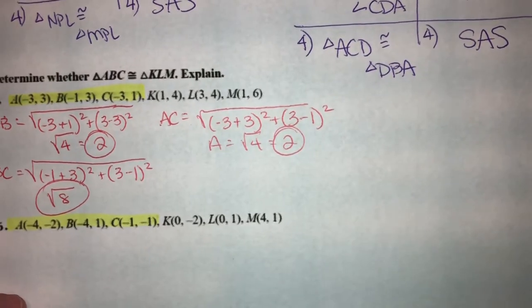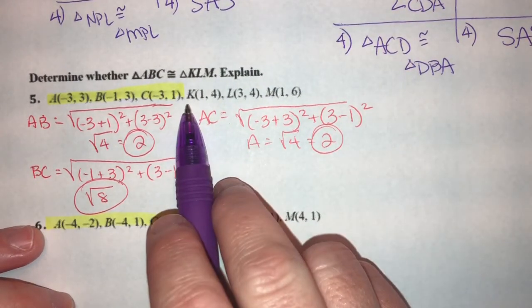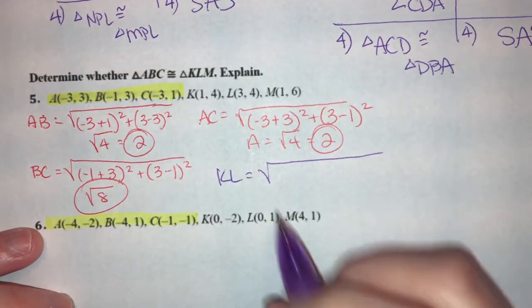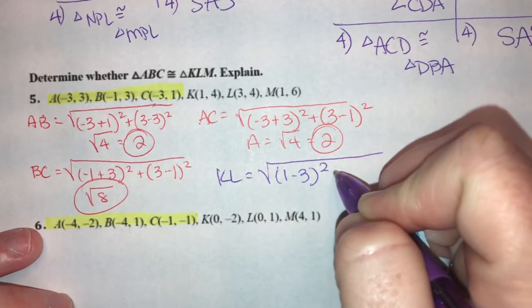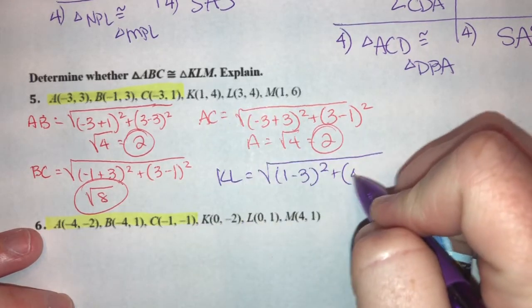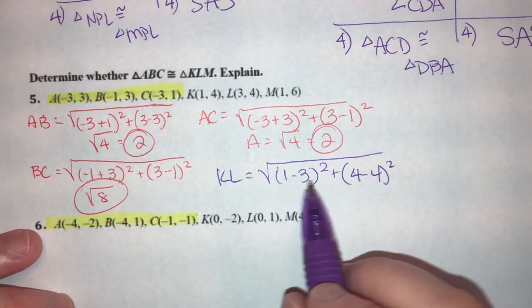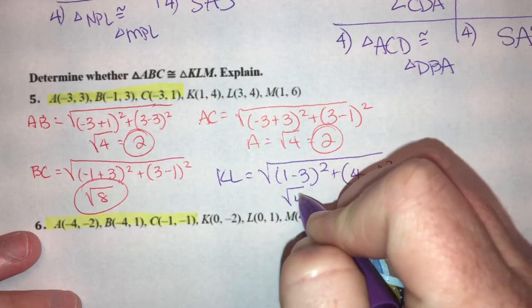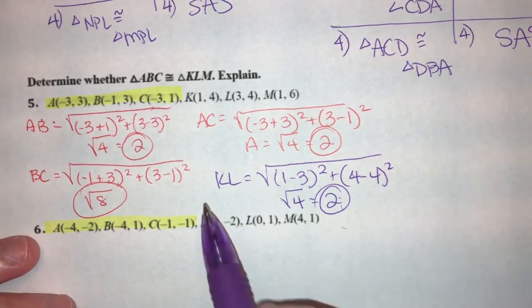Okay, so these are the lengths of all three sides of one triangle. Now I have to compare it to all three sides of another triangle. And it doesn't matter which order I do the sides in. So I'm going to do KL. X minus x, 1 minus 3 squared plus y minus y, 4 minus 4 squared. This is 0, so it cancels out. 1 minus 3 is -2. -2 squared is 4. Square root of 4, which is 2. Okay, so far so good. It's the same as one of the sides.